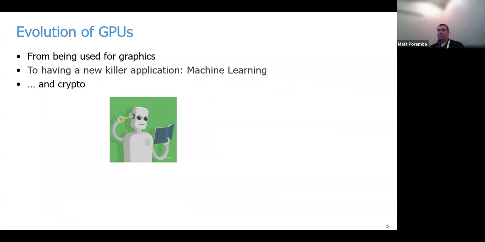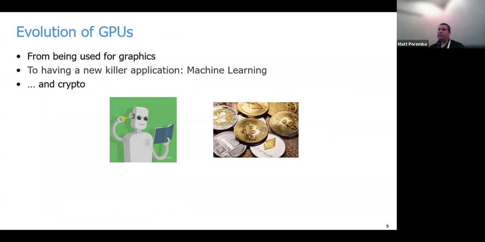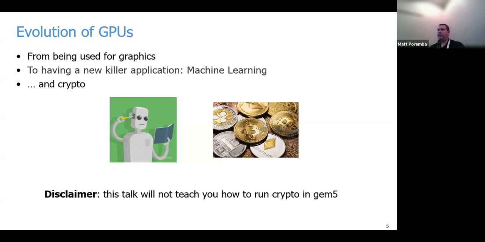Of course, there's other things like crypto that GPU companies have recently made a nice bit of coin off of, selling their devices and making it very hard for us academics to get access to. So there are other workloads besides machine learning that are widely using GPUs, but I do want to give a disclaimer that we're not really going to talk about how to run those. This talk will not teach you how to run crypto in gem5. If one of you wants to do that and contribute it back to the community, more power to you, but I will not be investing any of my resources in doing that. Although it has come up once or twice that that workload would be an interesting one to answer some of the research questions we're doing.